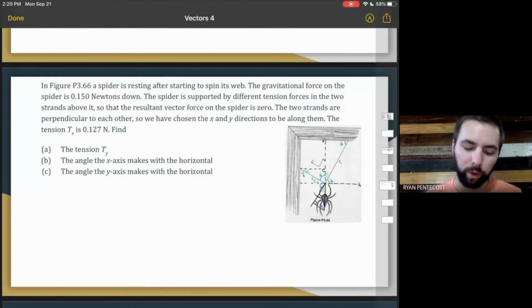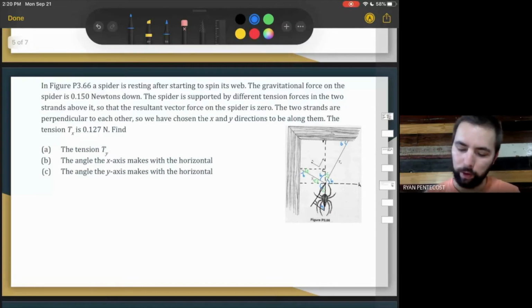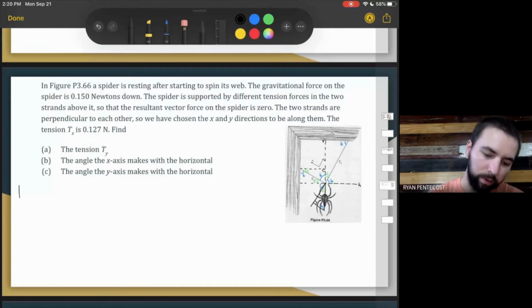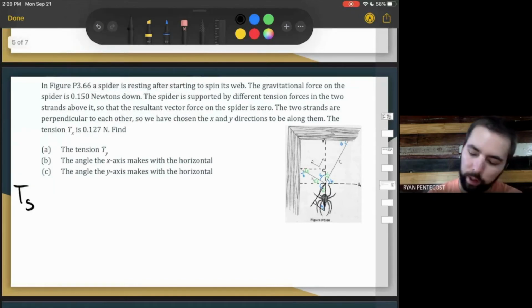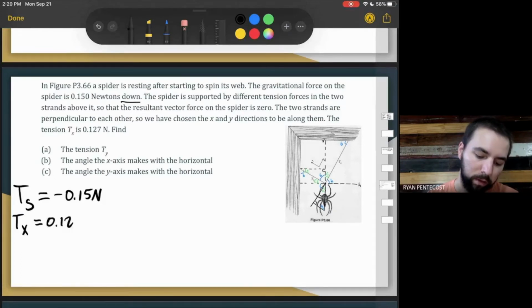Now, let's set up the problem and write our givens. Okay, we'll do that over here. So we are given the fact that the tension, whoops, here, let me fix that. The tension, I don't remember what I had. Yeah, that looks right. Tension for the spider is downward, right? So it's 0.15 newtons. We'll just say it's down. Tension in the X strand is 0.127 newtons.